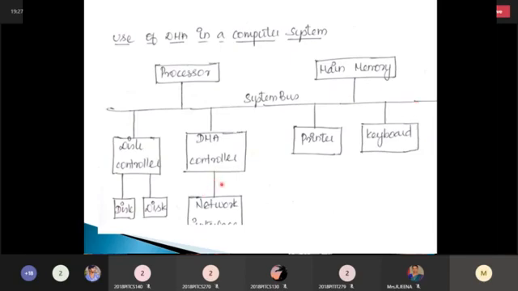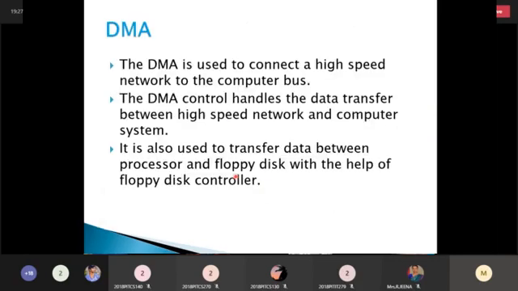Using this DMA controller only, the outside network interface will be sending the data to the processor. So DMA is used to connect a high-speed network to the computer bus. The DMA controller handles the data transfer between the high-speed network and the computer system. It is also used to transfer data between the processor and the floppy disk with the help of the floppy disk controller.